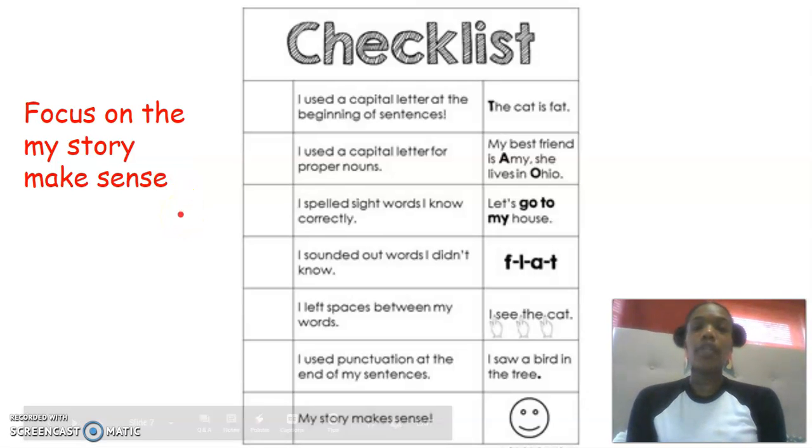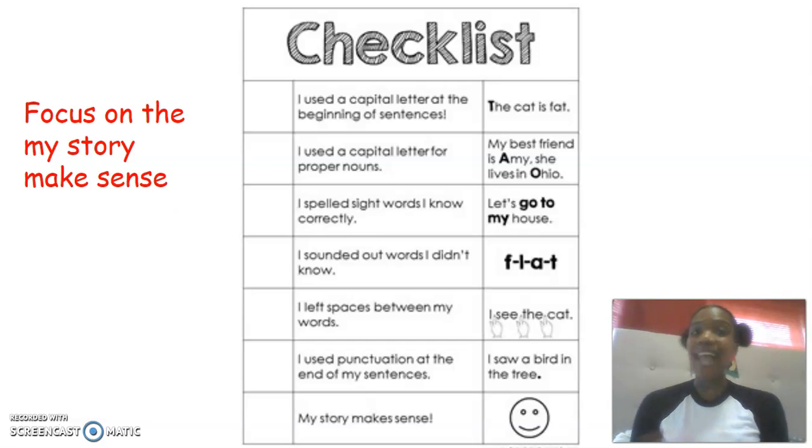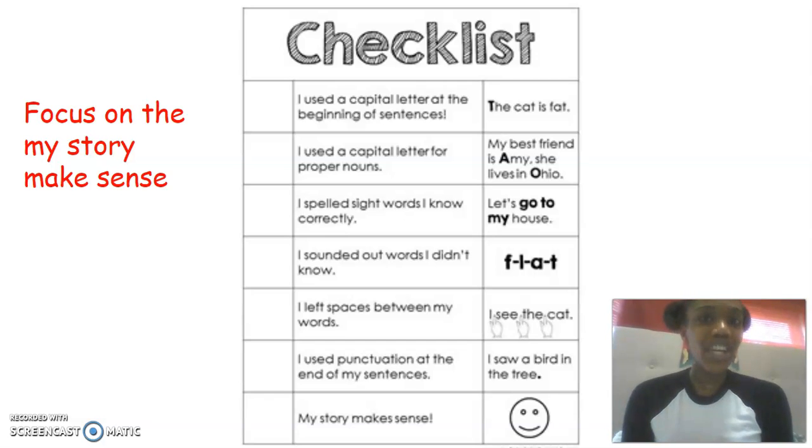That's the area that you're focusing on today, because when your reader is reading your letter, if there's someone who is not with you every day, if there's someone that you mailed your letter to, you want to trust that what you are saying in your writing, that message got across to them because it was clear and neat, right? So you're going to focus on the my story makes sense section of the checklist, and you should be good, okay?